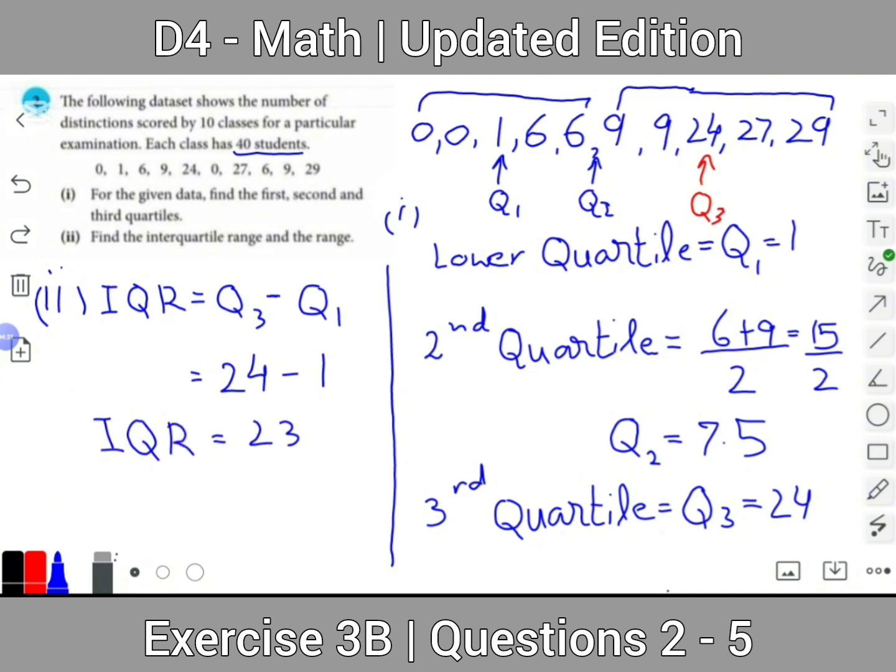Now to find the range, we will subtract the smallest value from the largest value. So here the largest value is 29 and the smallest value is 0 from the data given in the question. So 29 minus 0 is equal to 29. So the value of range will be equal to 29.